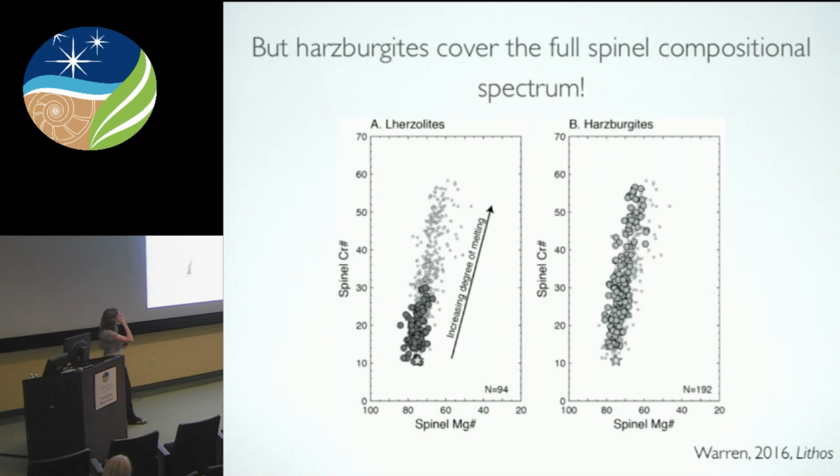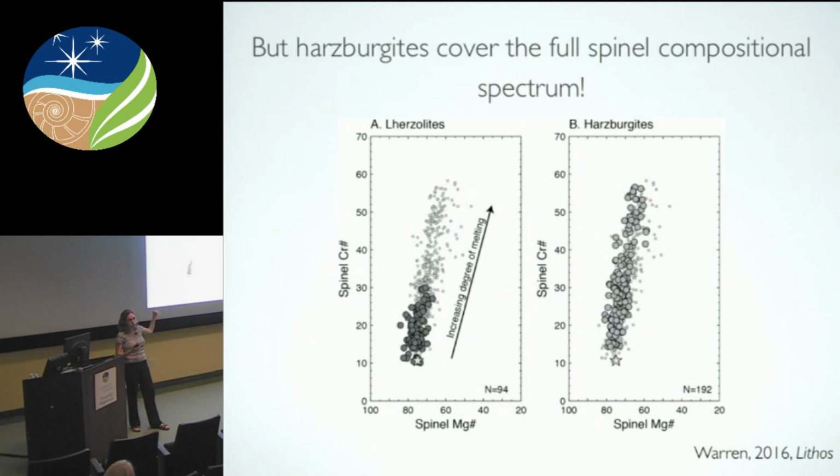Things get really messy when you look at the harzburgites, and this is what we've seen over and over as we look at the harzburgites in more detail. So you should expect that the harzburgites would pick up where the lherzolites leave off at a chrome number of 30 and extend up to 60. And 60 is the maximum chrome number that has been seen at any ridge.